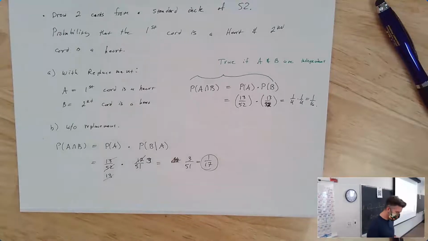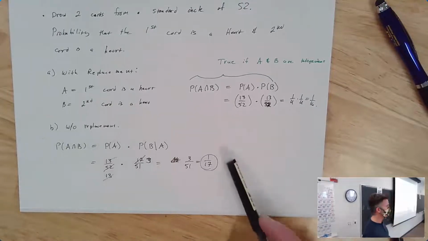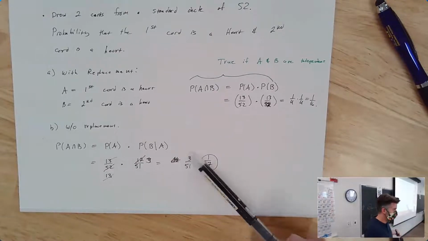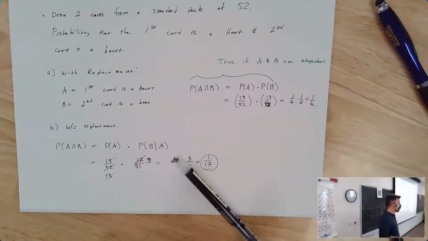So slightly less of a chance of both cards being hearts if it's without replacement, which makes sense, right? Because if you put the heart back in, you have a better chance of the second card being a heart.